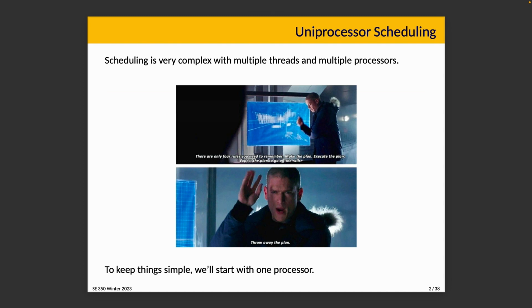So, yeah, there are only 4 rules. Make the plan, execute the plan, expect the plan to go off the rails, and throw away the plan. It's going to be complicated, but it'll be okay.